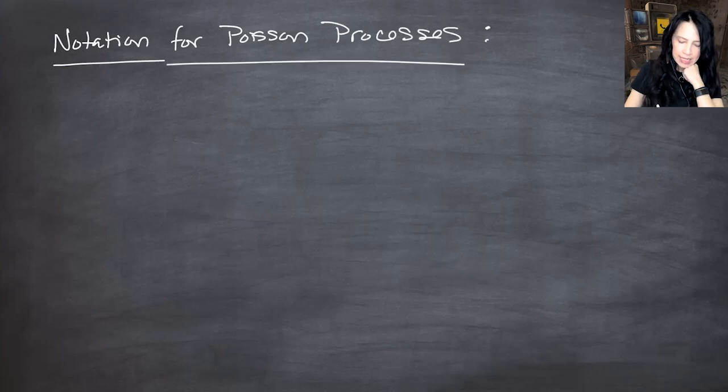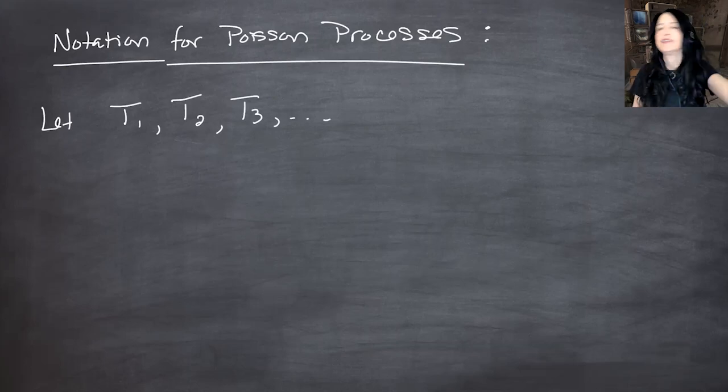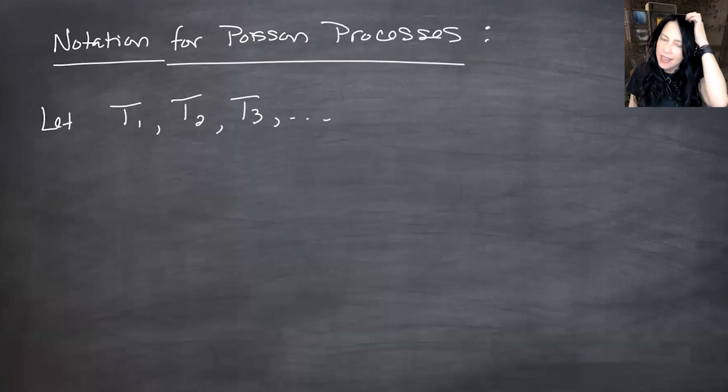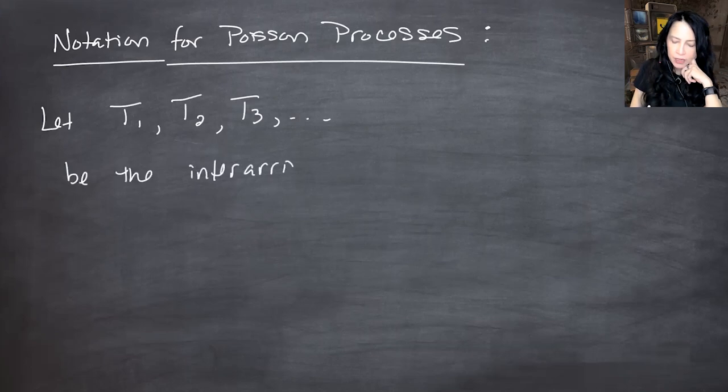I'm going to let T1, T2, T3, etc. Now we've used this, right? Our Ti used to be first hitting times on a state i. We're in a completely different regime and context. I guess I could use different letters, but there's just too many letters. We need to reuse some letters. And I also would like to stay closer to what you might find in books and on websites. I'm going to let these be the inter-arrival times for a Poisson process.